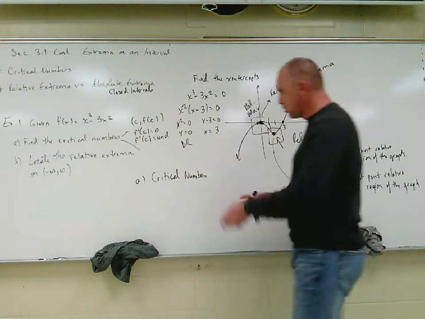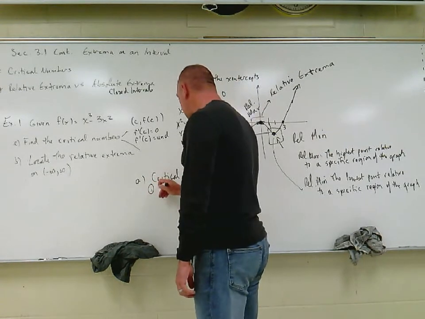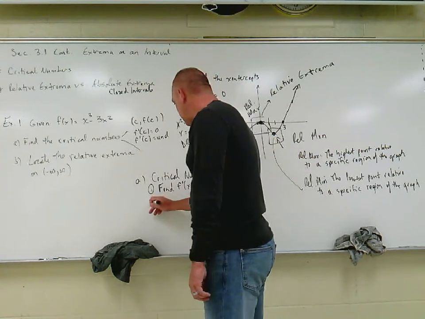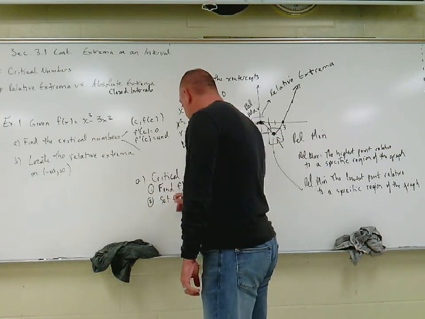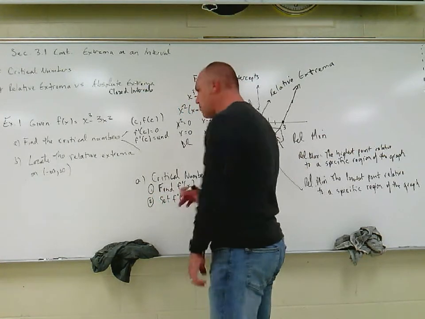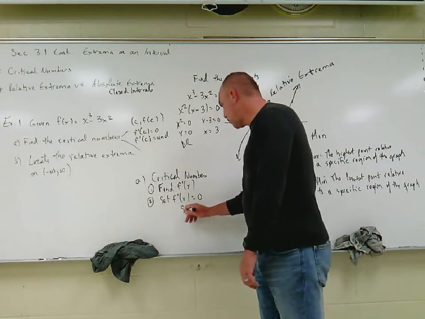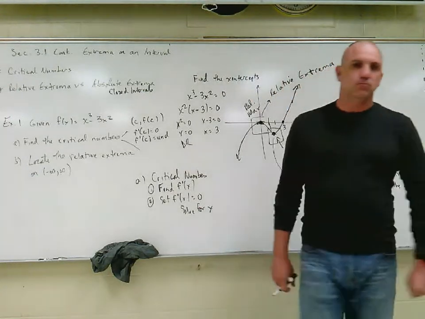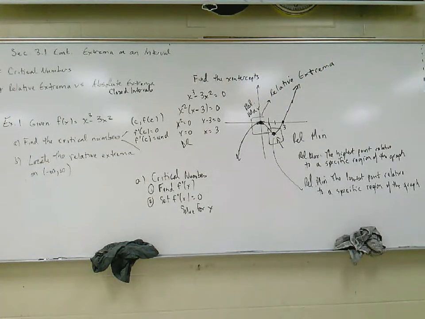So to do critical numbers, my first step is I need to find f prime of x. Once you find f prime of x, I would set f prime of x equal to 0. You're going to see f prime of x can't be undefined, and solve for x. You should get your two critical numbers. Should take you 2 seconds.